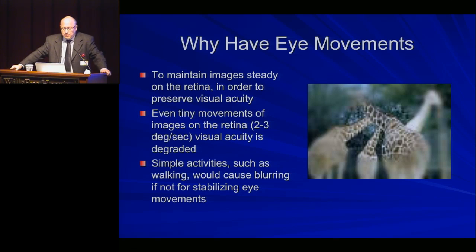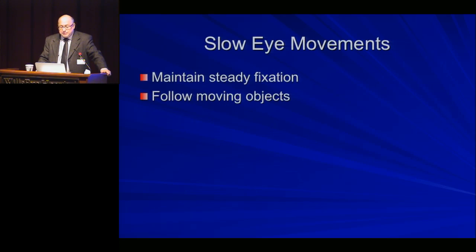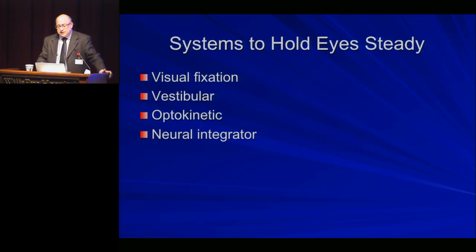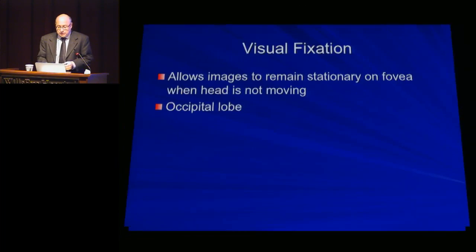So even tiny movements of images on the retina, 2 to 3 degrees per second, would degrade our visual acuity. So that walking, when we go up and down, or even our heartbeat, would cause blurring if we didn't have these corrective eye movements. So our slow eye movements maintain steady fixation or follow moving objects. And the systems that hold eyes steady are the fixation, vestibular, optokinetic, and neural integrator. And we'll go over those.